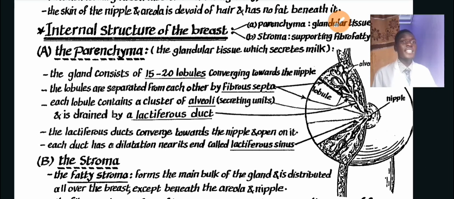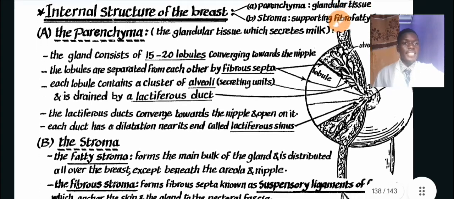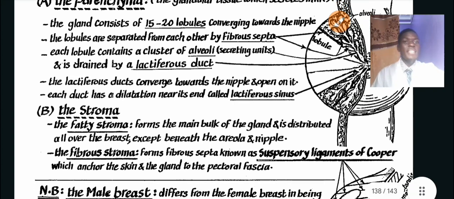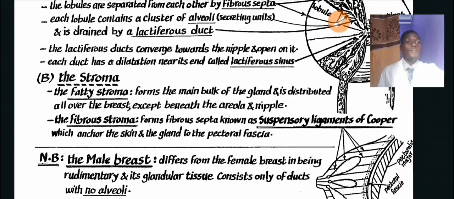Later, we also say the internal structure contains the stroma, which is the supporting fibrofatty tissue. The stroma forms the main bulk of the gland and is distributed all over the breast, except beneath the areola and the nipple. Of course, we say the nipple is made up of smooth muscle. The stroma, mainly the fibrous stroma, forms the fibrous septa. So we have talked about the fibrous septa that separate the different lobules.